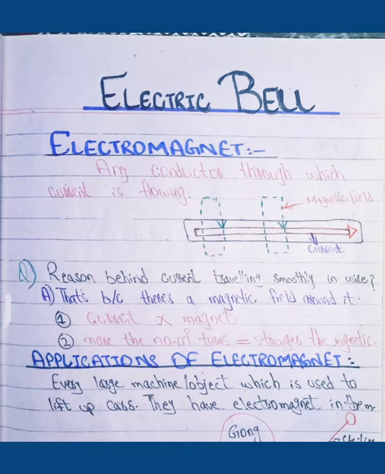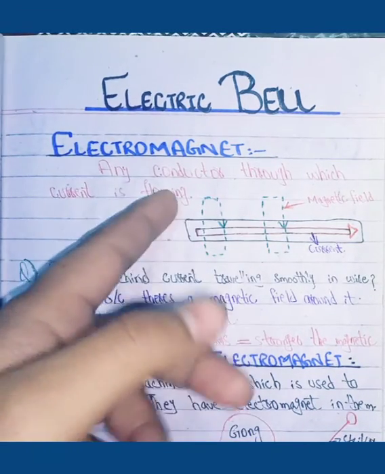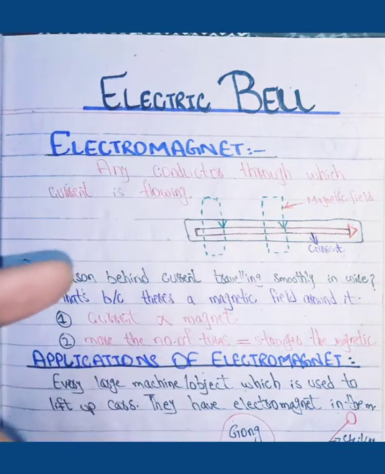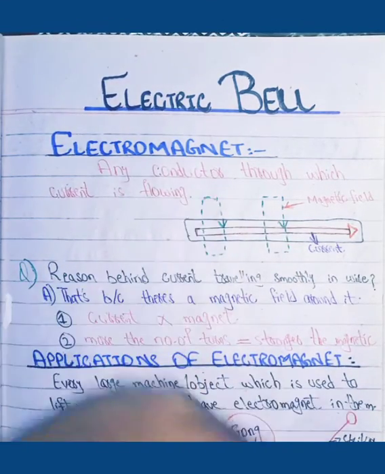So today's topic is electric bell. To understand electric bell, firstly you should know what is electromagnet, because electric bell is the most used application of electromagnet. So what is electromagnet? Electromagnet is any conductor through which current is flowing. Any conductor, which is wire or any material through which current is flowing, is electromagnet.